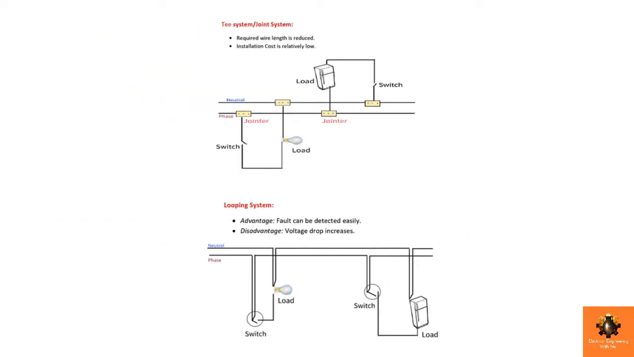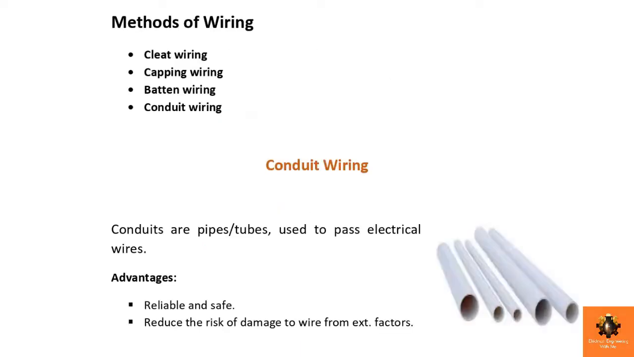Okay, so these are the two types of wiring system, joint type and looping type. So move to the next video.